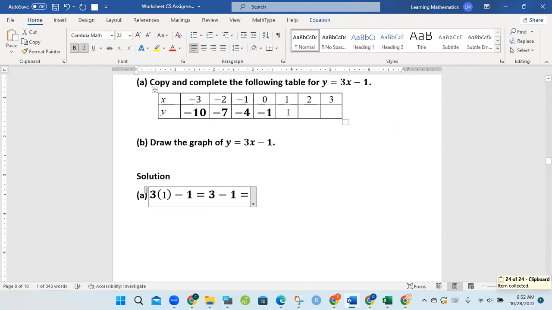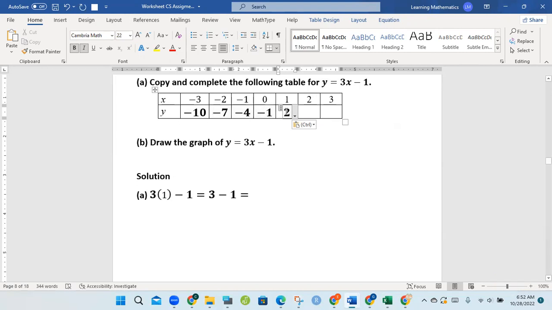Again, from 1 to 2, that's an increase of 1 in x. Y is supposed to increase by 3. 2 plus 3 is 5. So I'm certain we're going to get 5 when we substitute 2. Let's prove it. 3 2s are 6. And 6 minus 1 will give us 5.